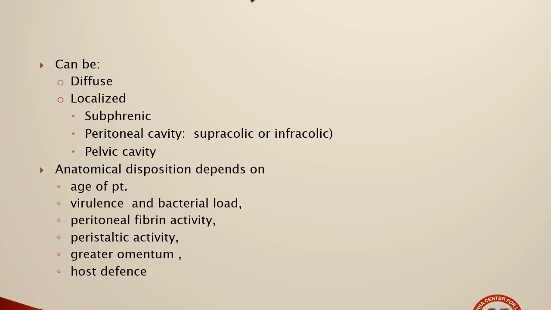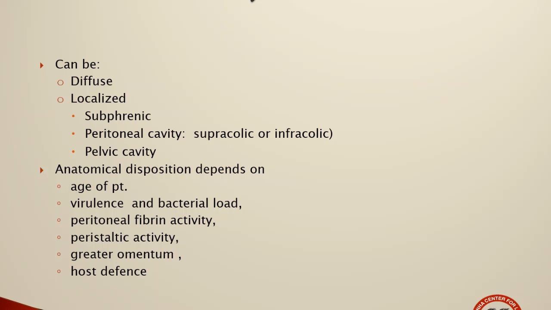The anatomical disposition, whether it is going to be diffuse or localized in a particular patient, can depend on a number of reasons. Number one, age of the patient. Younger and older age groups tend to have diffuse more commonly. Virulence and bacterial load: the more the virulence, the more the bacterial load, more commonly diffuse. Peritoneal fibrin activity: if there is fibrinolysis, then more diffuse; with less fibrinolysis, more fibrin strands tend to collect the bacteria at spots, so it would be more of a localized form. Peristaltic activity: the more the peristaltic activity, the more the dissemination of bacteria along the pathways to the whole of the peritoneal cavity. So if the patient has paralytic ileus, he would tend to have more of a localized form. If he has increased peristaltic activity, it will be more diffuse.